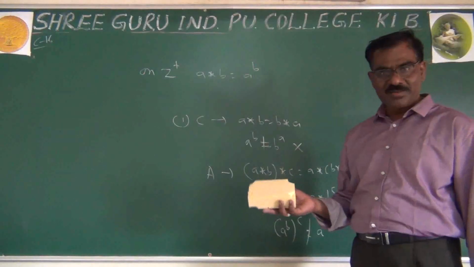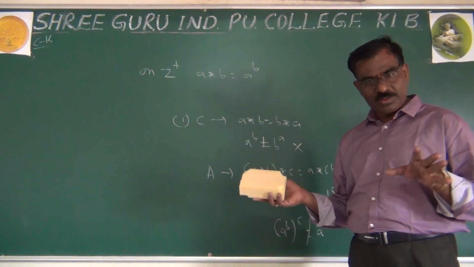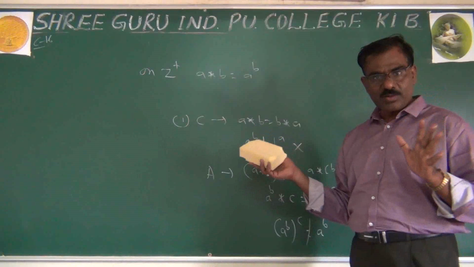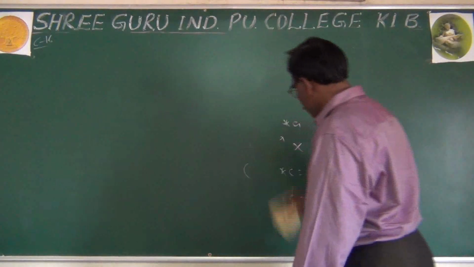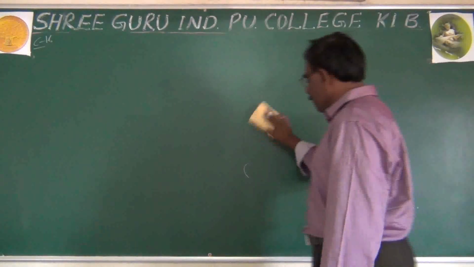I could explain this directly, but you only have to write your notes, so I am explaining it orally. So A raised to B is neither commutative nor associative.